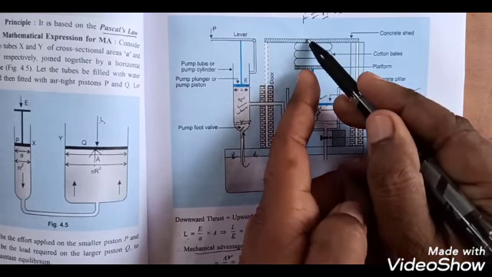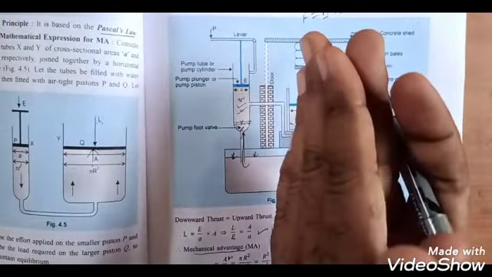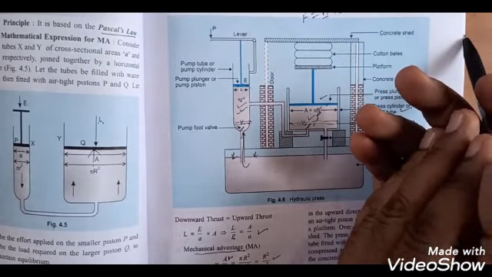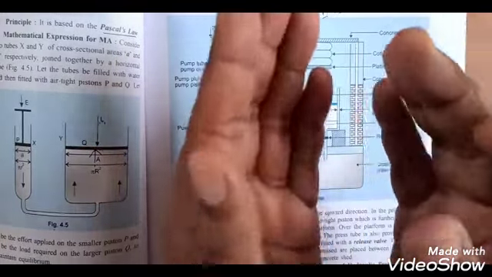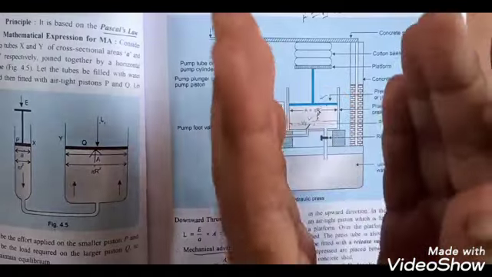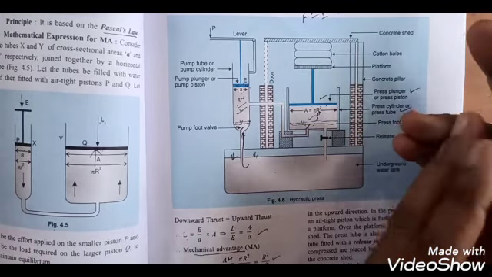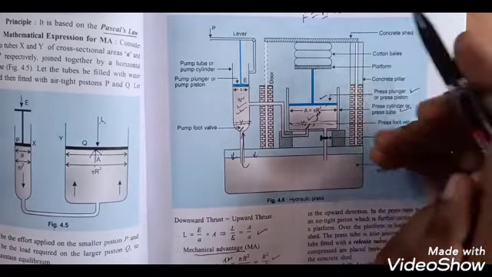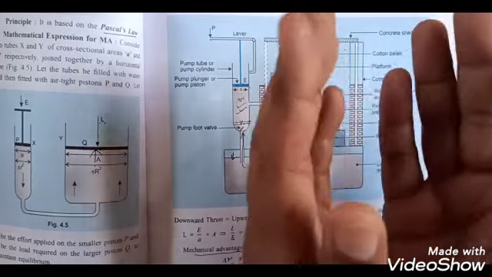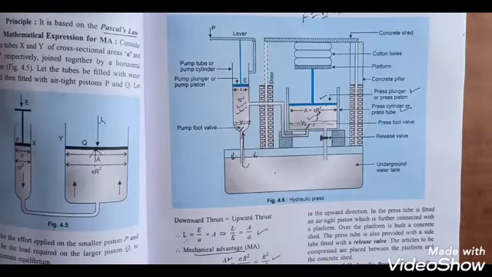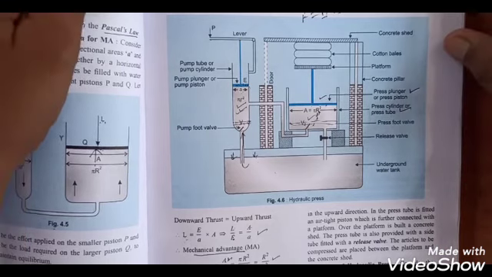Because this is a concrete shed and this platform is moving up, the cotton bales are sandwiched and pressed tightly and make a very tight pack. With the help of steel strips, that pack is put together and then transported from one place to another. In place of cotton bales, there can be jute also. Jute is also pressed into tight packs. Clear? So this is how the hydraulic press works.